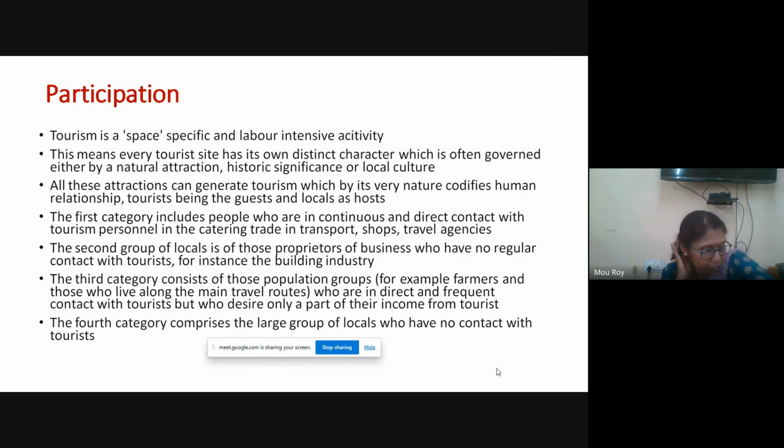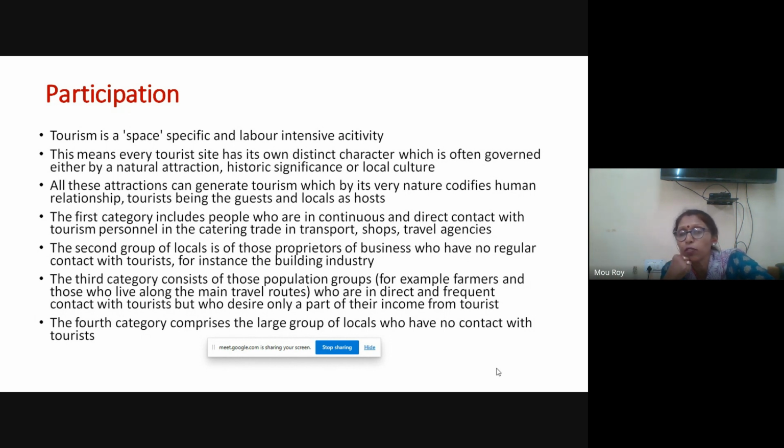The first category includes people who are in continuous and direct contact with the tourism personnel, facilitating things like transport, then shops. There you have a lot of shops where you'll find arts and handicrafts of that particular area. Then there are the travel agencies who will provide you with vehicles or accommodations. They'll assist you that way. So travel agencies are also there.